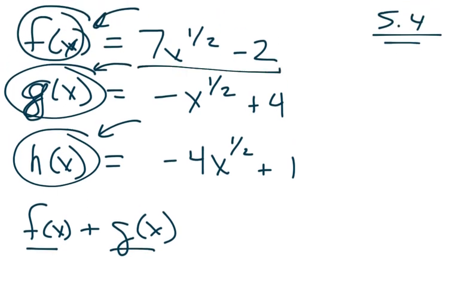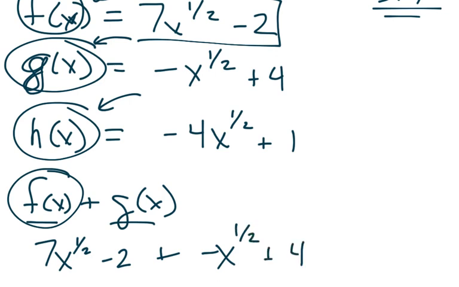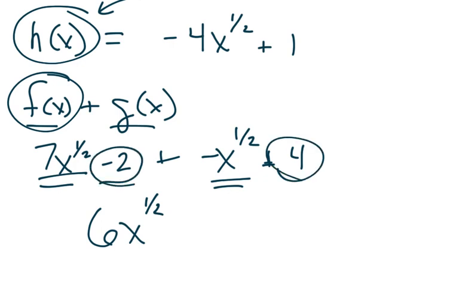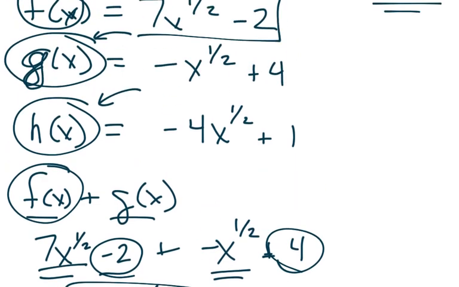Well, what is f of x? Well, so let's take f of x, which is 7x to the 1/2 minus 2, plus g of x, which is negative x to the 1/2 plus 4. And basically all we need to do to get our answer is combine the like terms. So here's an x to the 1/2 and here's an x to the 1/2. A positive 7 and negative 1, that's going to be 6 x to the 1/2. And then if you've got a negative 2 and a plus 4, that's going to be plus 2. And so all this is is adding them together and combining the like terms.